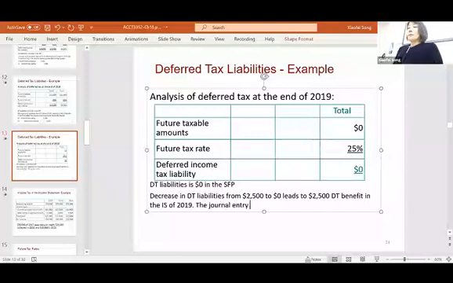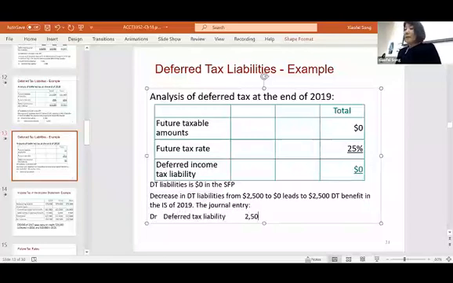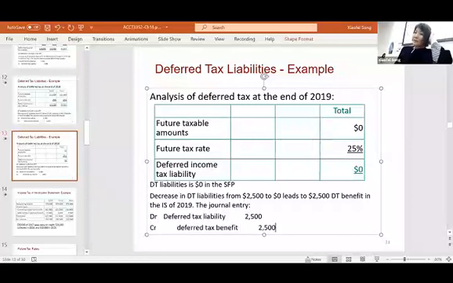We'll debit deferred tax liability by 2,500, and we'll credit deferred tax what? Benefit. Exactly, benefit. Okay.